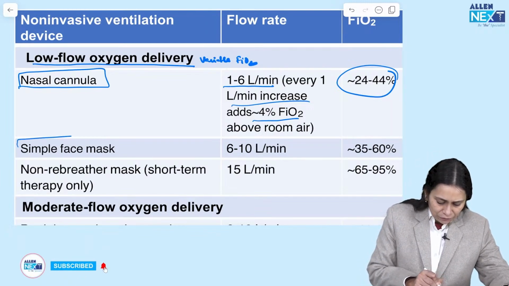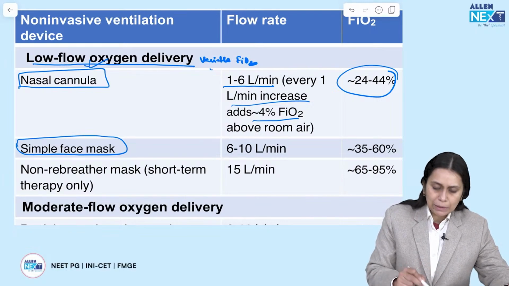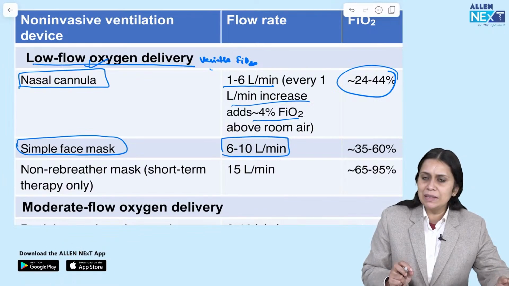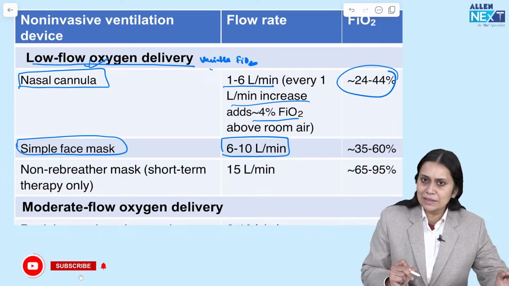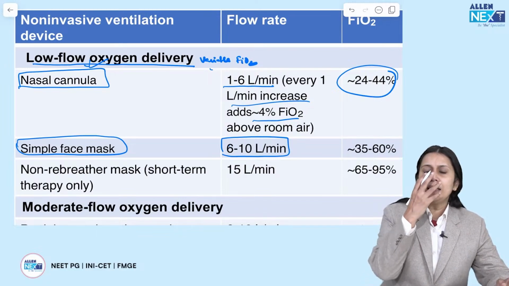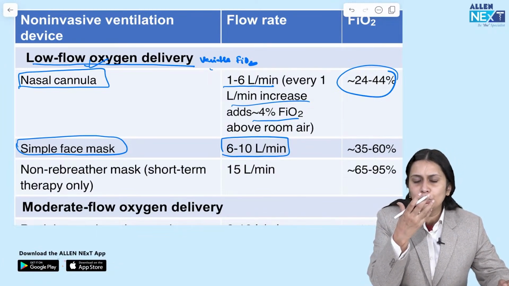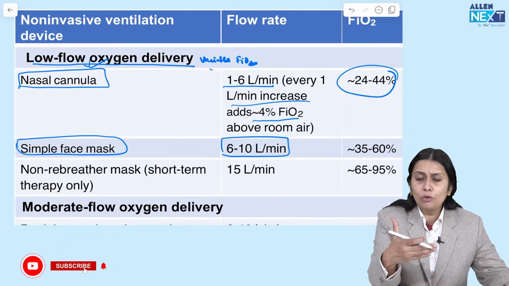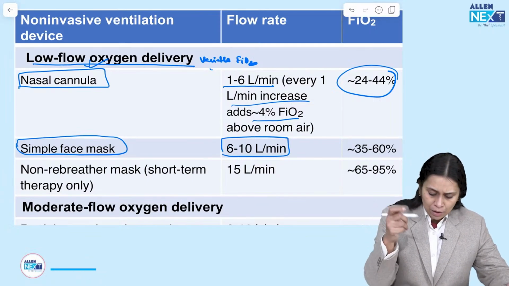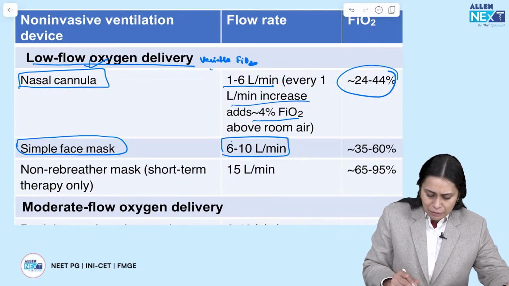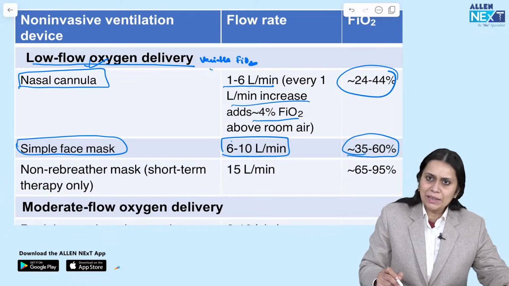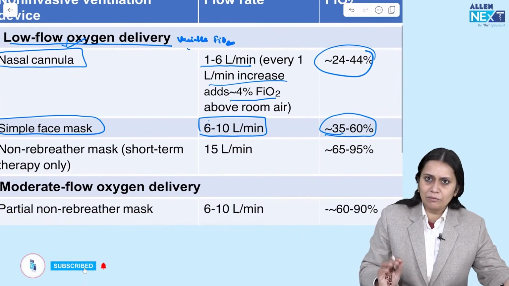Okay, then simple face mask. This is again a low flow variable FiO2 delivering device. The flow rate we keep is 6 to 10 liter per minute. We have to keep a minimum of 6 liter per minute in a face mask. In nasal cannula the minimum flow is 1 liter, but in a face mask the minimum flow is 6 liter, because it's an enclosure and the patient breathes out in that enclosure. So expiratory gas is also in that enclosure. We need a certain flow to wash out those expiratory gases. So we keep a minimum of 6 liter per minute and go to a maximum of 10 liter per minute. And the FiO2 achieved is roundabout 35 to 60% by the face mask.